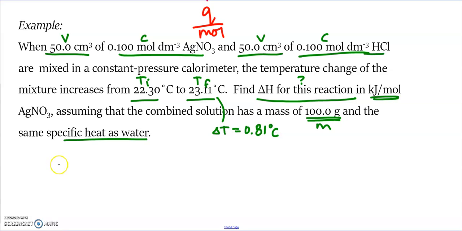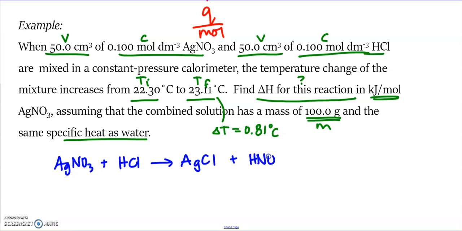All right, so let's write our reaction here. I've got silver nitrate and HCl, and they're going to make silver chloride, which would be a solid, and nitric acid, which would be aqueous. I'm not writing all the states, but I just need a balanced reaction, which this is balanced. So our moles are equal.